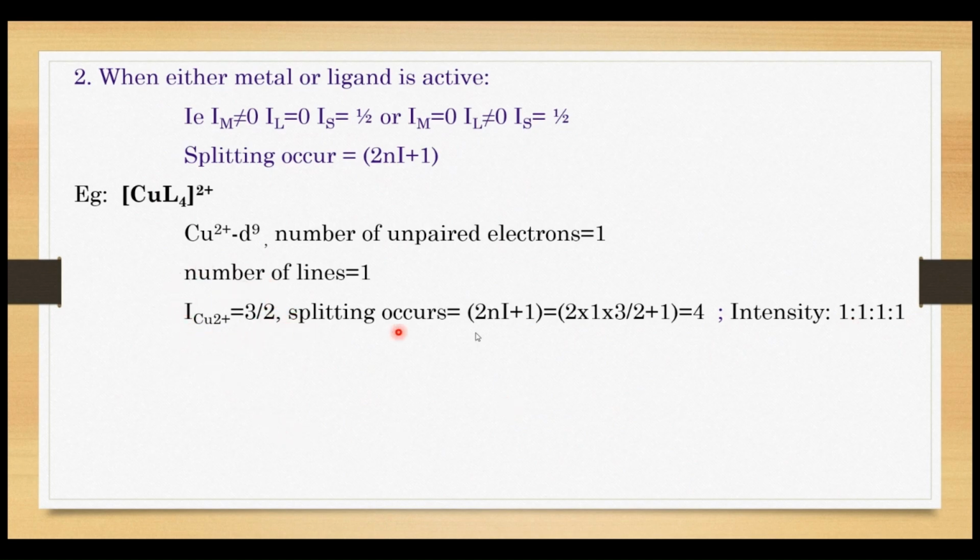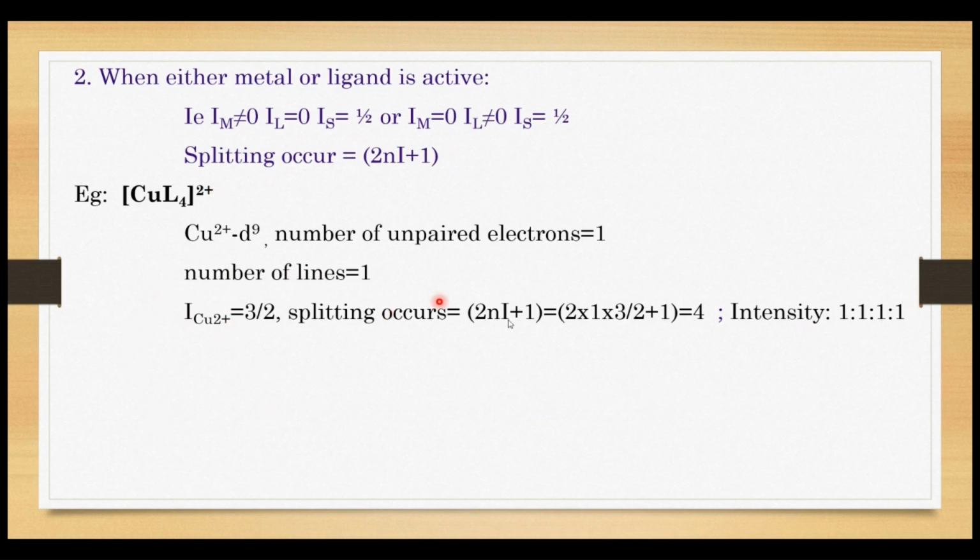As I value is greater than 1/2, the intensity we can explain using non-Pascal triangle. When I value is 1/2, we are using Pascal triangle. When I value is greater than 1/2, we are using non-Pascal triangle. How we are getting this intensity, we discussed in detail in the previous video, please check that one.